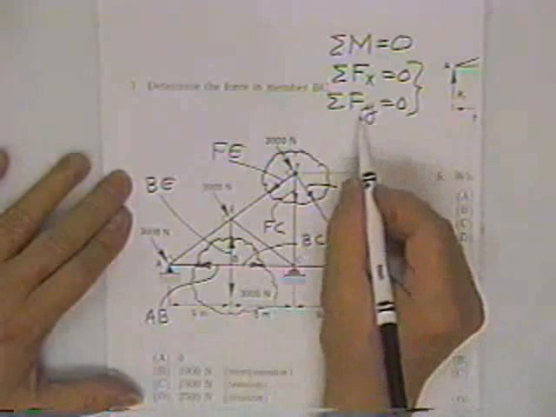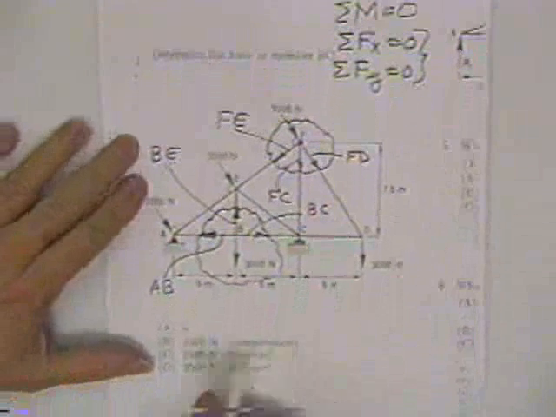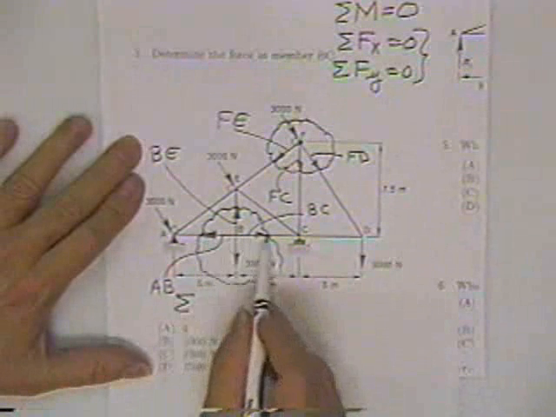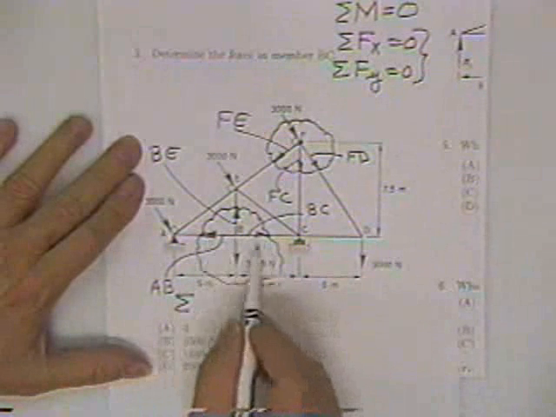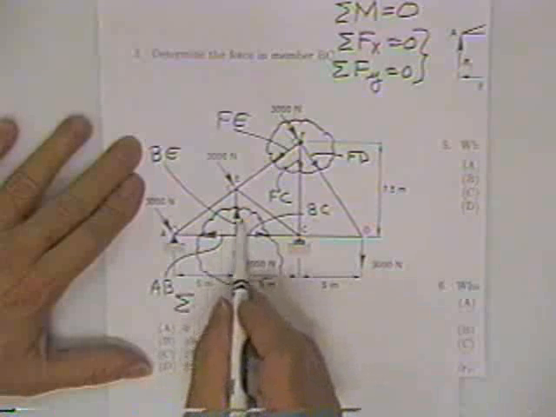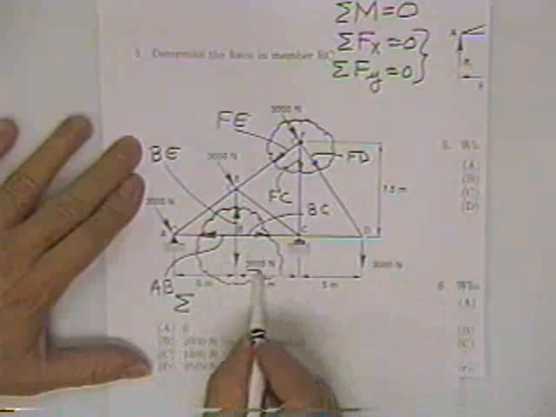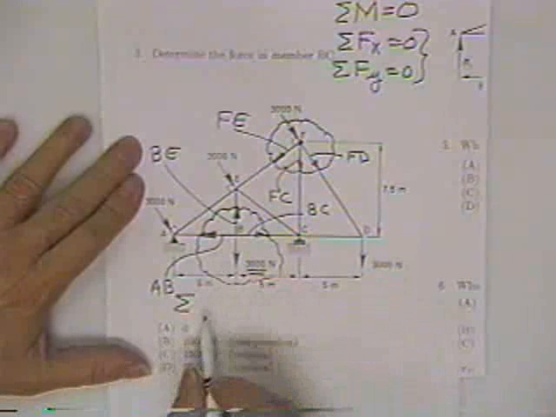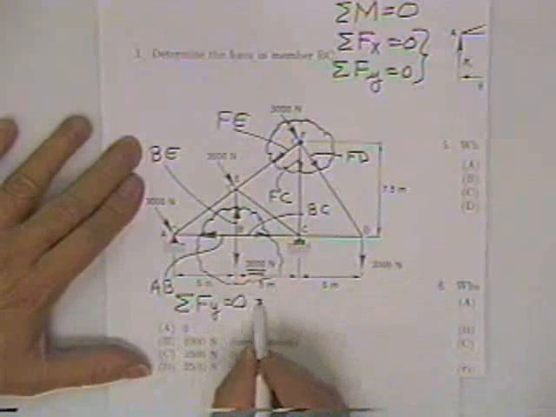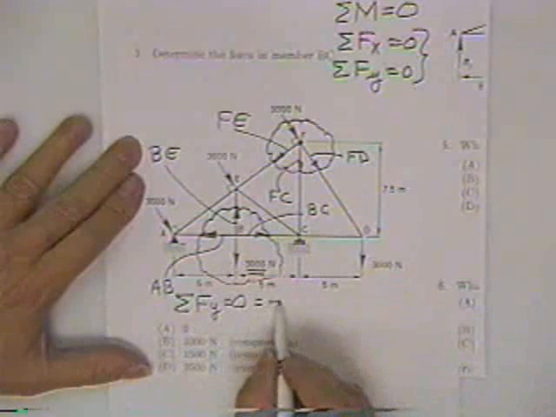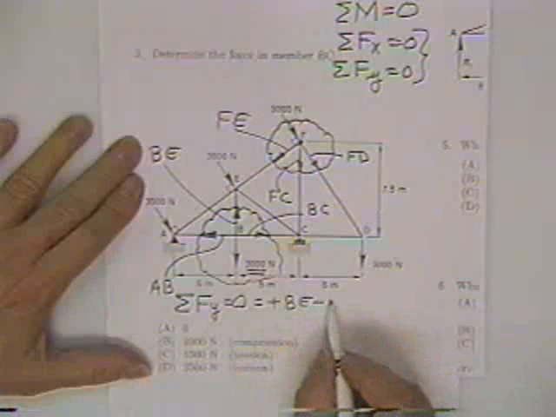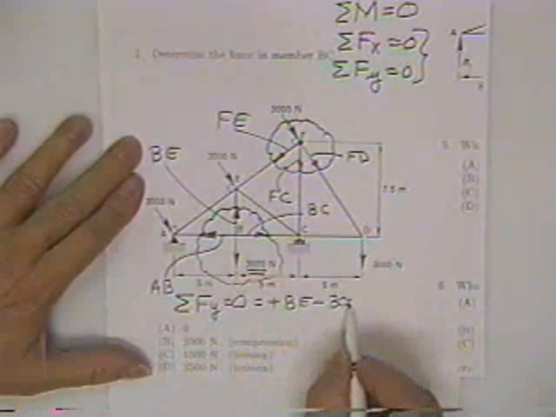In this case, the sum of the forces in the y direction does give you an answer. And the reason is because these two here are collinear. They act along the same line. They have no up and down component, and therefore this is the only guy that has any up and down component. He's this guy's only hope. So you say sum of forces y equals 0 equals plus the force in member BE minus the 3 kilonewton force.